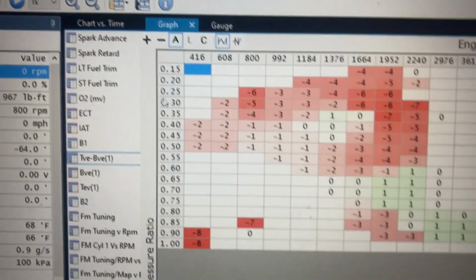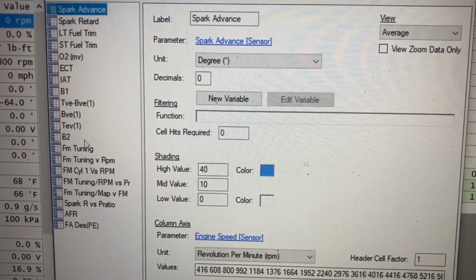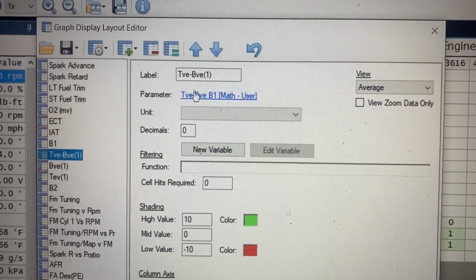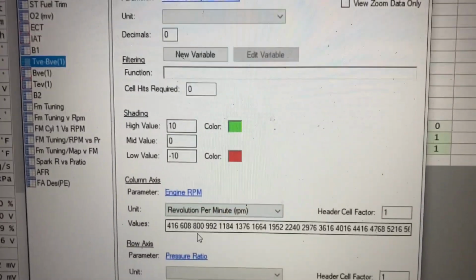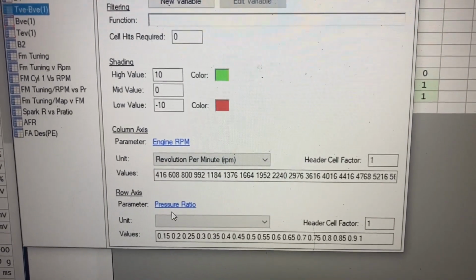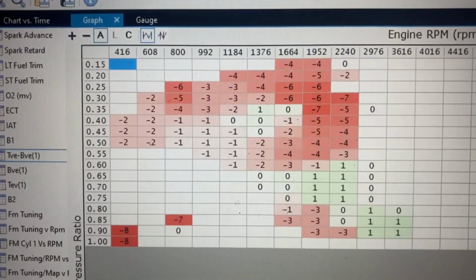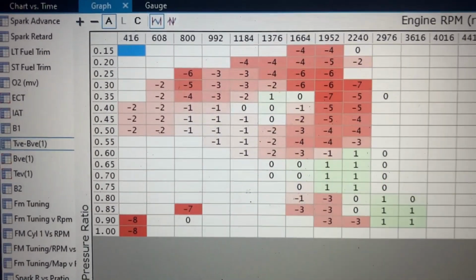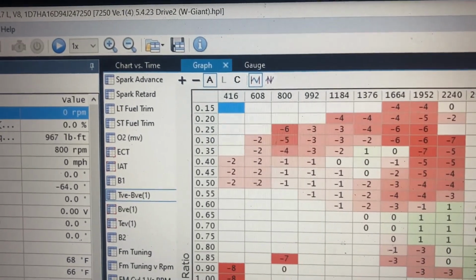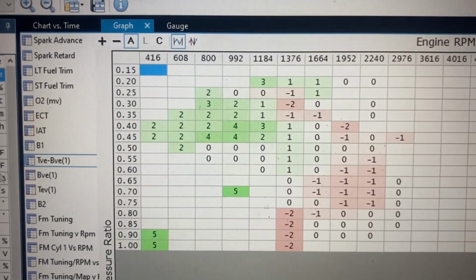So what we do is we go and we create a graph. Let's come into our graph layout. And it's just like anything else you would do. It's TV1, that's your main parameter. And then your engine RPM with your current scale, your pressure ratio with your current scale. All right, now why do I do this? So this here is the original base tune, or I'm sorry, this is 1.4. All right, so this here is the original base tune.